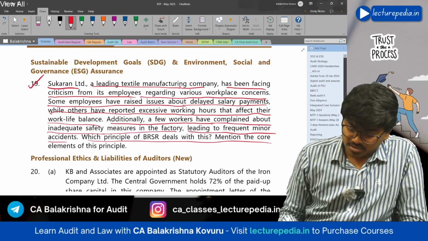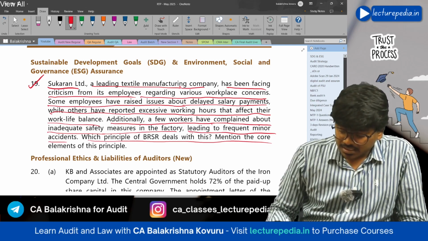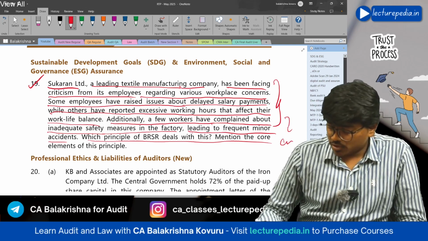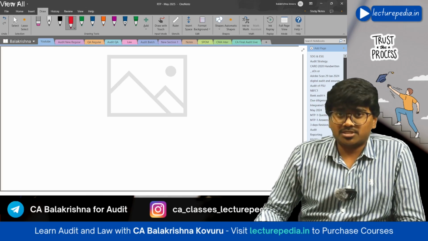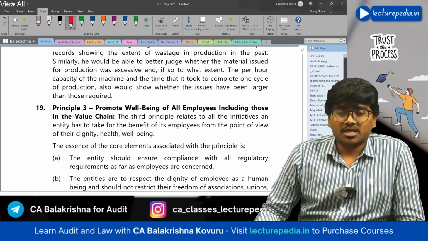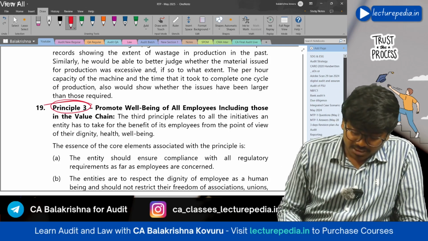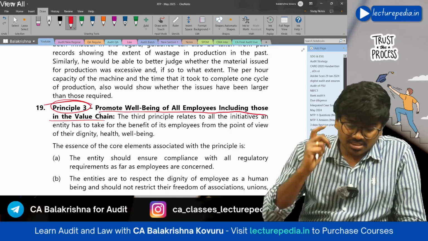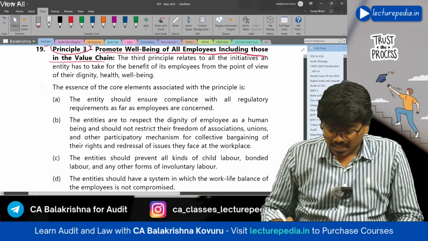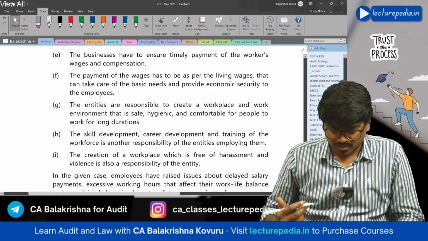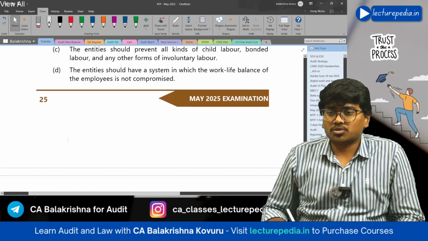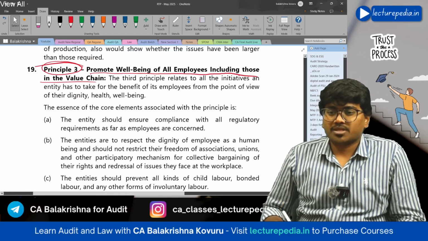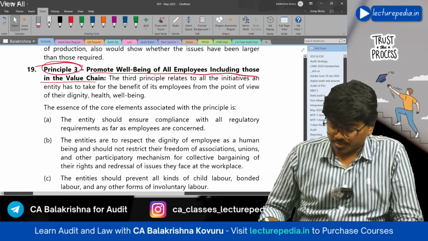Which principle of BRSR deals with this? Basically, here they are speaking about employee welfare. In BRSR principles, employee welfare is dealt with by Principle 3, which is to promote the well-being of all employees including those in the value chain, and it has 9 core elements. That is just a direct question, you can go through these 9 core elements of the third principle.